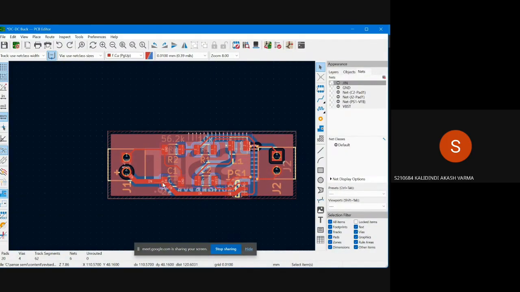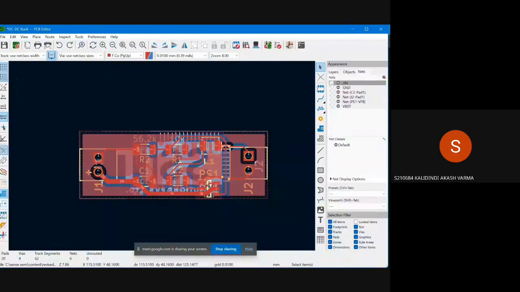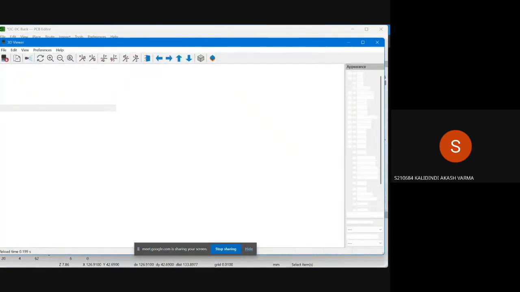Let me explain in simple words. If the current is 1 ampere, we should maintain 2.5 times. The track width should be 2.5 times the nominal current flowing. And this is about signal tracks. If you see, there are no tracks in the back layer, the bottom layer. Let me showcase the bottom layer.